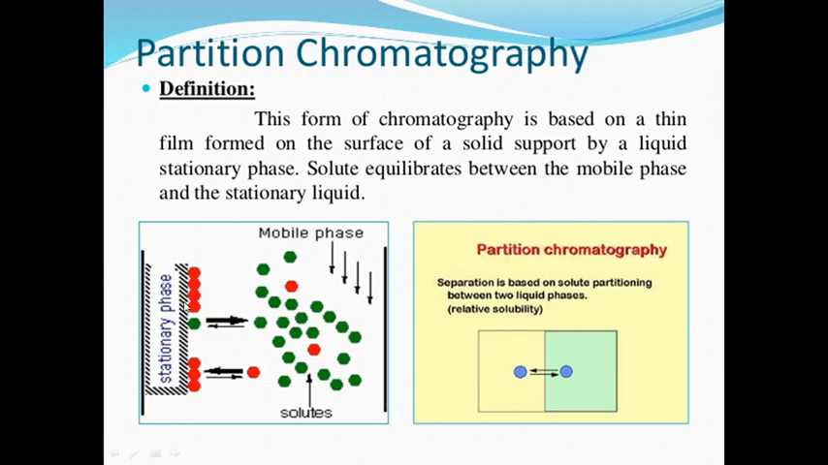the water. Water is polar, so it holds the polar analyte and leaves behind the non-polar analytes. These non-polar analytes move freely with the mobile phase. That's why the green color will be separated first. After some time, the red color will be separated. This is known as partition distribution. Separation is based on the solute partitioning between the two phases, that is, relative solubility. If the green color is more soluble in the mobile phase, it is more partitioned into the mobile phase.